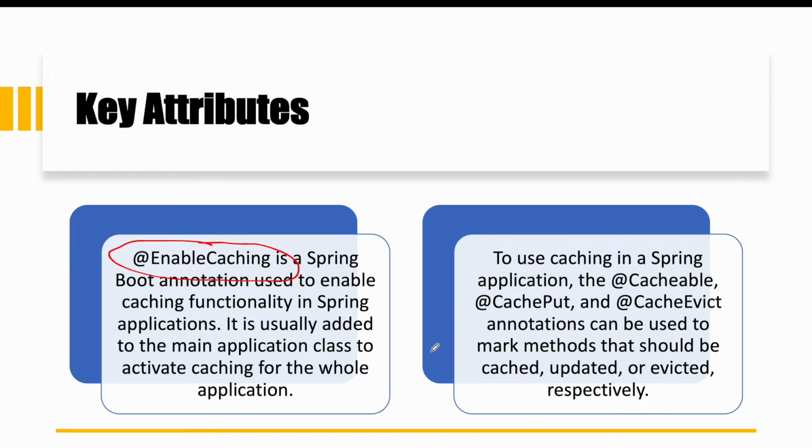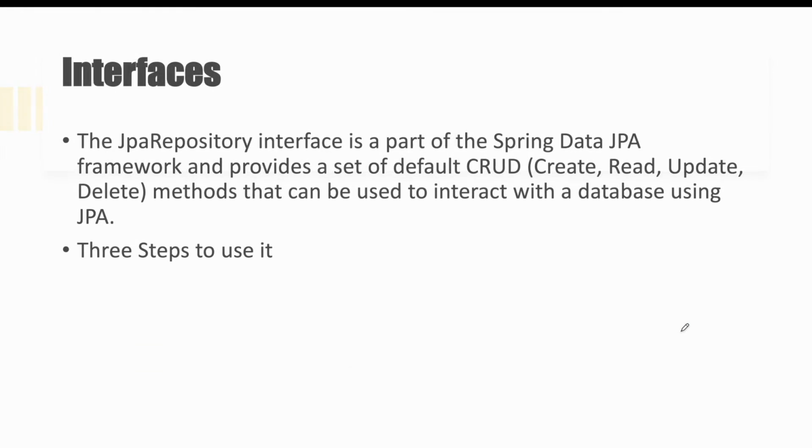Okay, and then we have three more attributes: cacheable, the thing which we want to cache, cache put, adding something into the cache, and cache evict, basically cleaning up the cache. We will see this in the example which we are going to see.